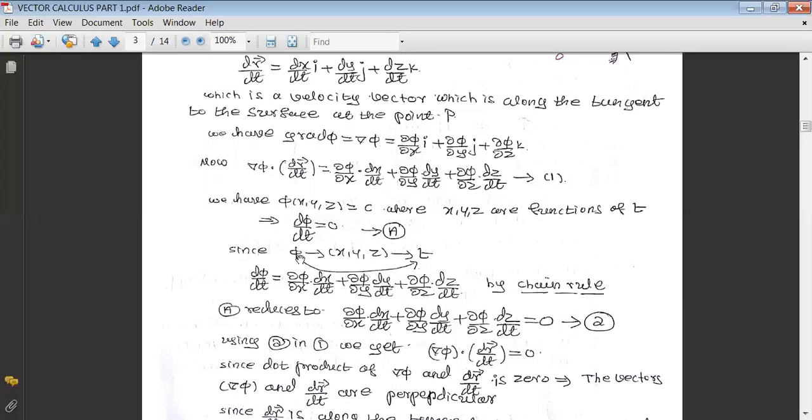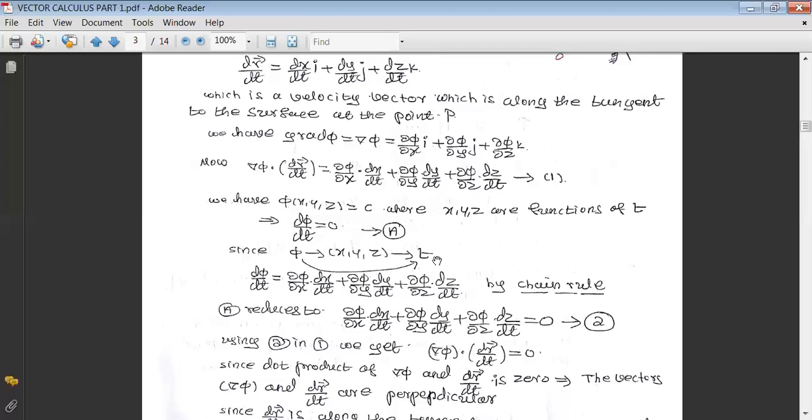dou pi by dou x into dx by dt plus dou pi by dou y into dy by dt plus dou pi by dou z into dz by dt. And here, instead of dou x by dou t, we are writing dx by dt because x, y, z are functions of a single variable t. Suppose these x, y, z are functions of more than one variable, then instead of dx by dt, we would have written dou x by dou t.